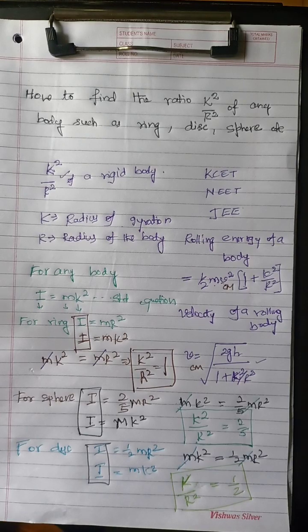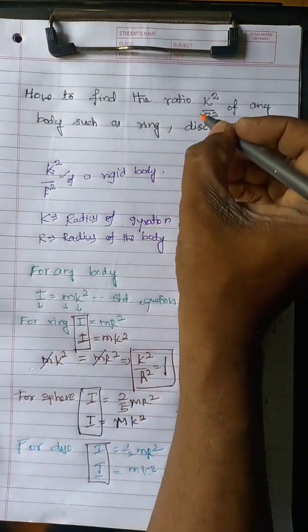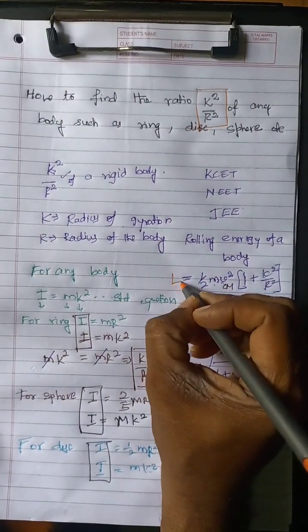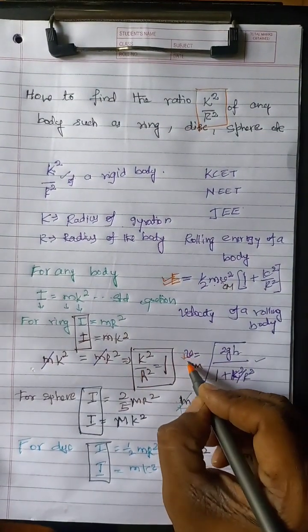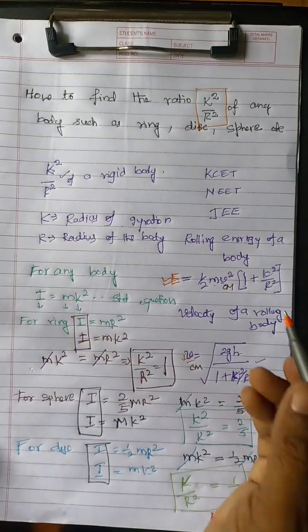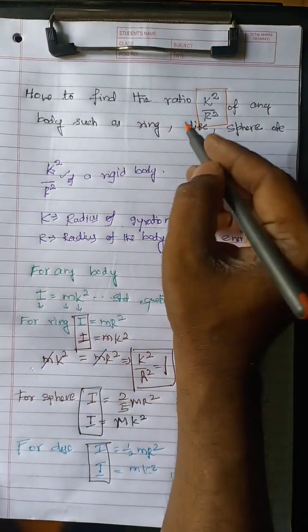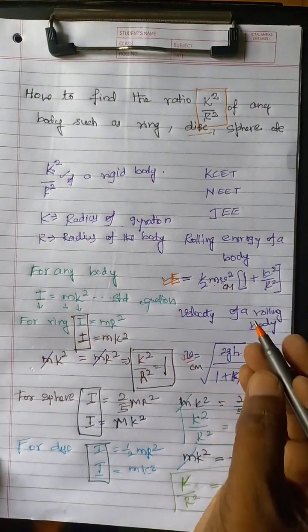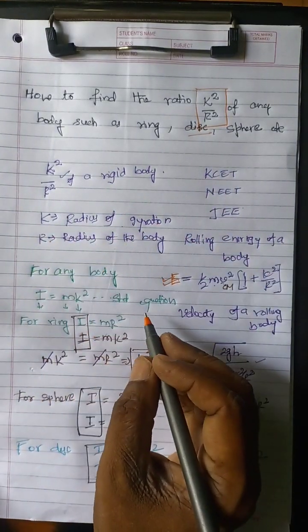So you should remember what we wanted to find here. Our duty is to find the value of k square by r square for a given body. It is very important. One may ask for the energy of a rolling body or the velocity of a rolling body; both equations, and certain other equations, also require k square by r square. Or one can directly ask in a competitive exam, by giving a disk, to find the k square by r square ratio for the disk. So to find k square by r square, first you should know the moment of inertia of different bodies.